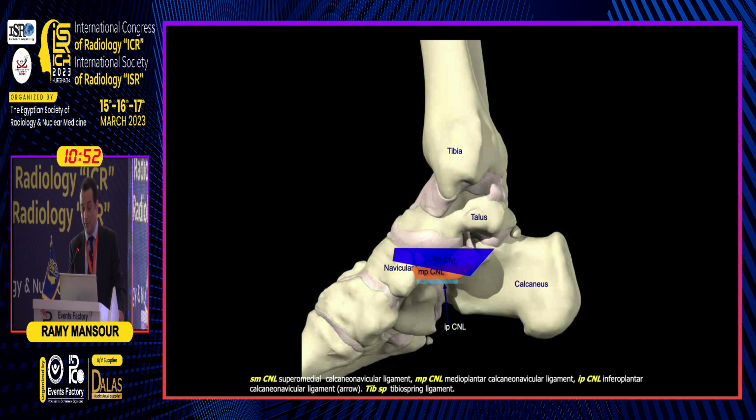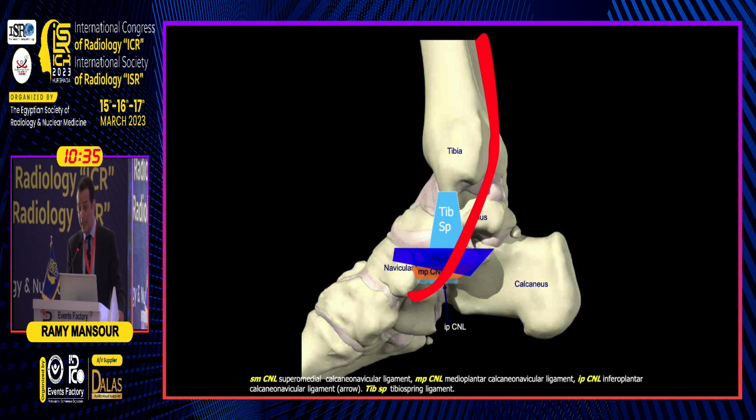And this is further supported by the medial collateral ligament and also the posterior tibial tendon. So all these three components are there to maintain the arch of the foot, especially during walking.